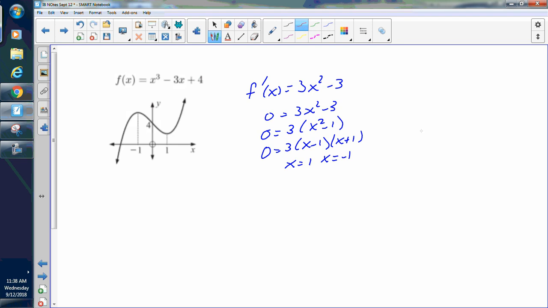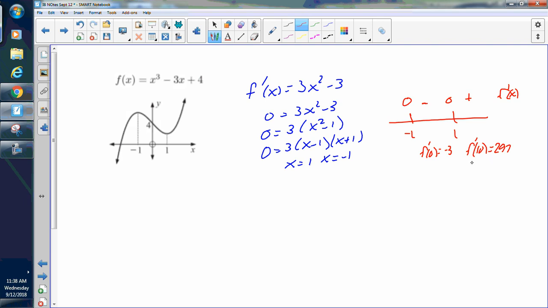So our sign diagram for this one, at -1 and at +1, we're equal to 0. Again, this is the sign of our derivative we're putting up above. So we pick a number bigger than 1, like 10. And the first derivative at 10 is going to be 300 take away 3, 297. Definitely a positive value. A number between -1 and 1. Let's try 0. And that gives us -3. Definitely negative in this region.